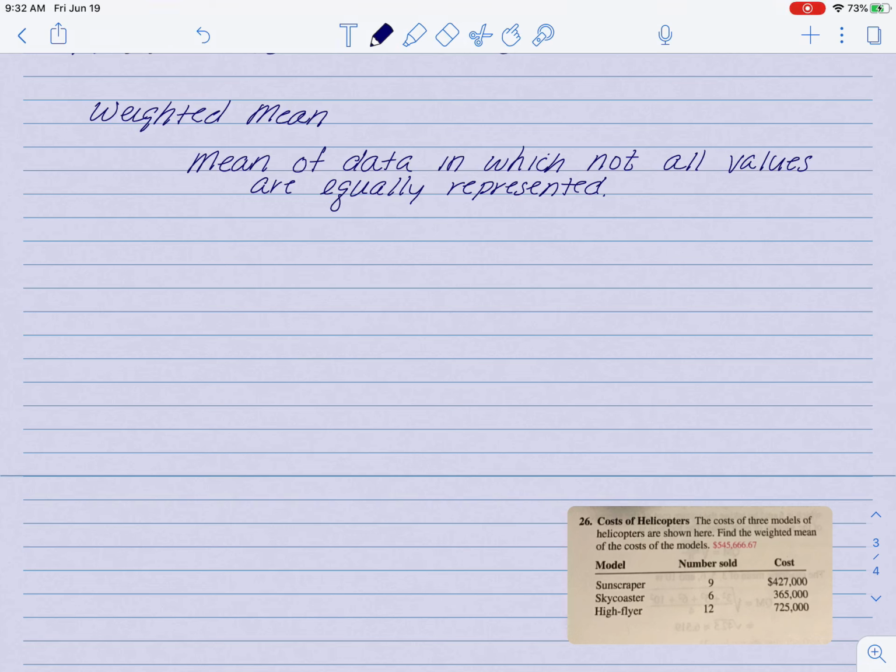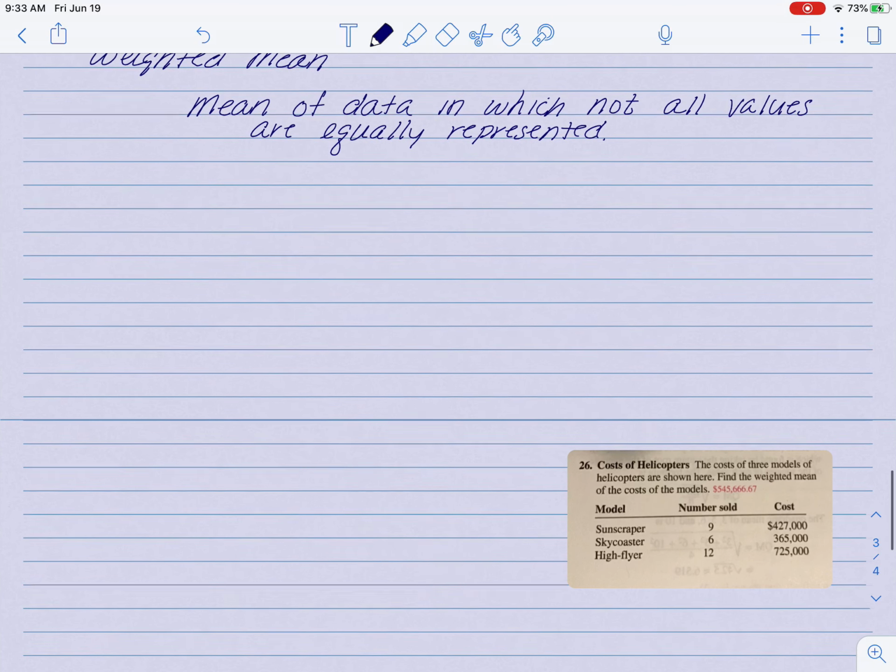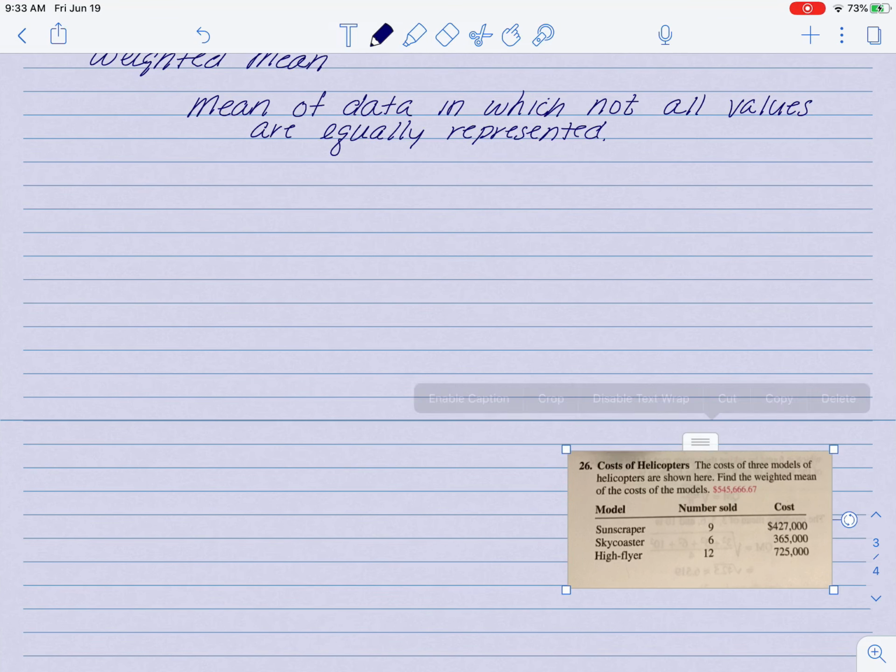Okay, so the last concept in this section is what's called weighted mean. The weighted mean is a mean of data in which not all values are equally represented. For example, grade point average is a weighted mean. There's other stuff also, so let's look at an example with grade point average, and we'll look at another example that I've had down below.